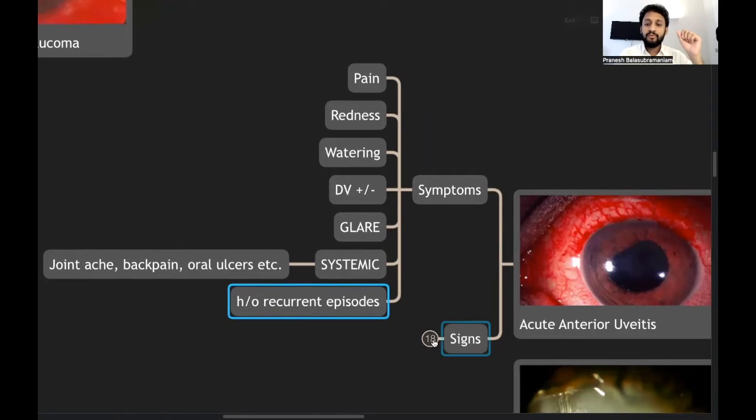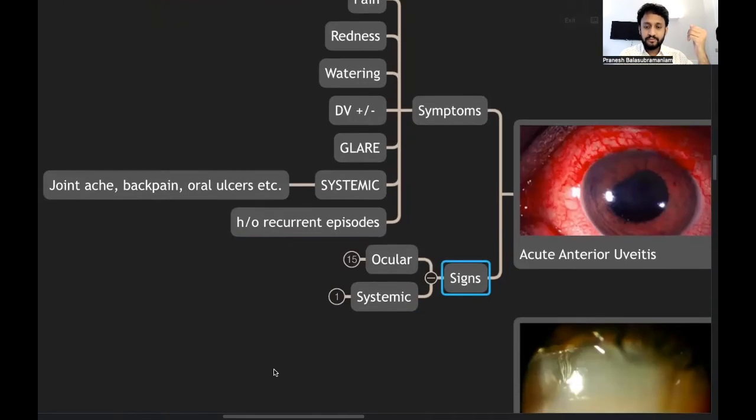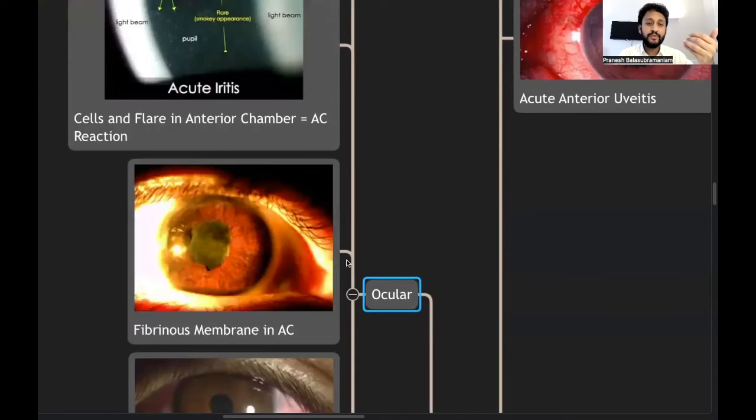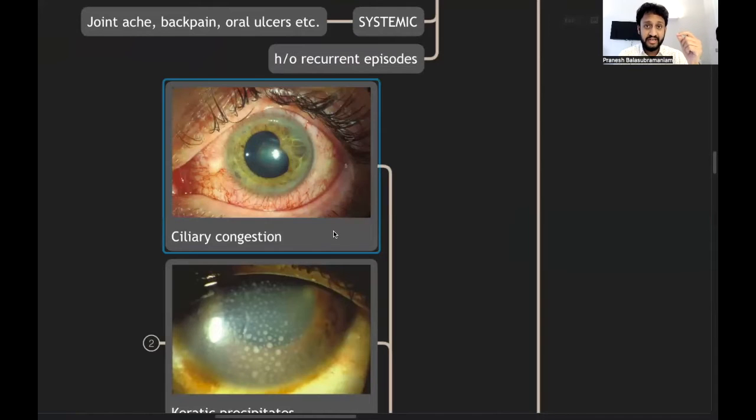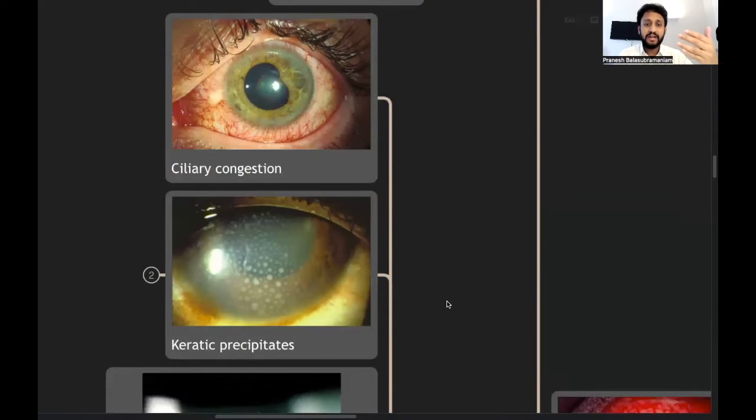Okay. Signs. The ocular signs. What ocular signs will you see? You have to look for these things. Very important, always look for ciliary congestion. What are the other conditions which you saw with ciliary congestion? You will see it in acute glaucoma. You will see it in acute keratitis as well. So ciliary congestion is a deeper congestion.